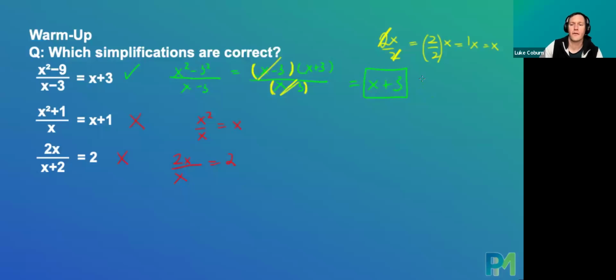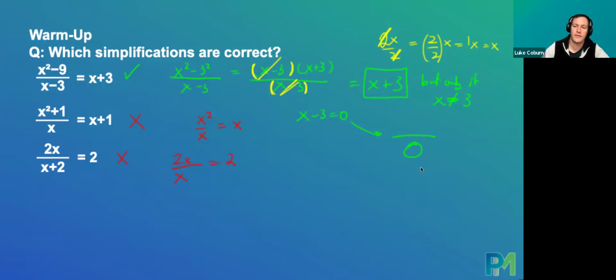But only if x is not equal to 3. Have a think about this for a second. Why is x not allowed to be equal to 3? The reason is that if x was equal to 3, x minus 3 would be equal to 0. We would be having a fraction where we're dividing by 0. We can never do that.